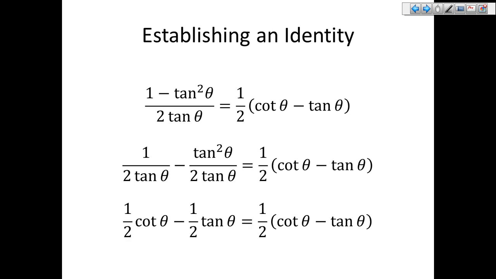So I'm going to go ahead and change that 1 over 2 tangent theta into a 1/2 cotangent theta. In the other fraction I'm just going to cancel because I've got tangent squared on top and tangent on bottom. I can cancel a tangent, top and bottom. And there we are. Really all that's left to do is to factor out that 1/2.